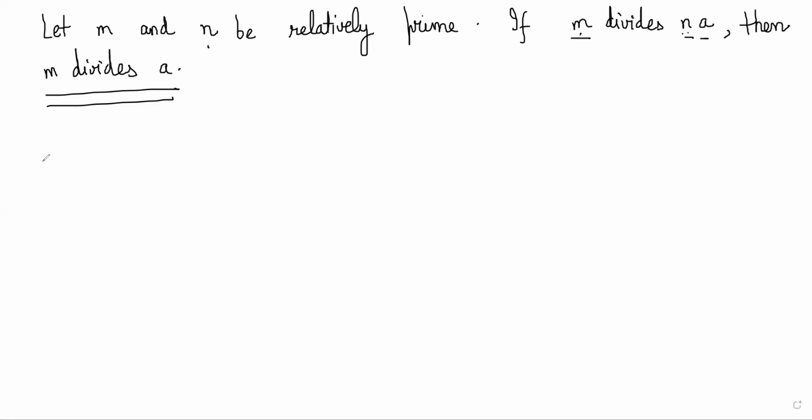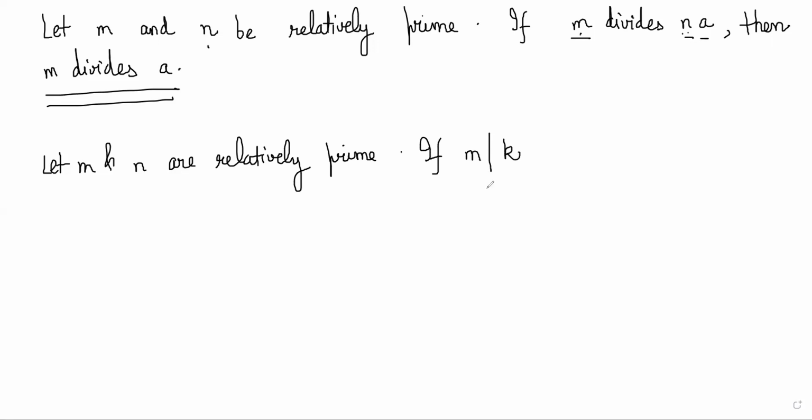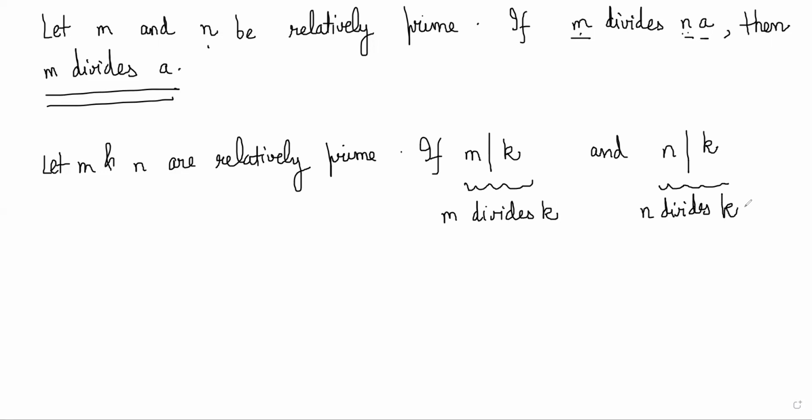Again, another similar property: let M and N be relatively prime. If M divides K (this symbol stands for M divides K) and N divides K, so basically M and N are factors of K, then we can say that MN divides K, right? So again, the proof is pretty obvious.